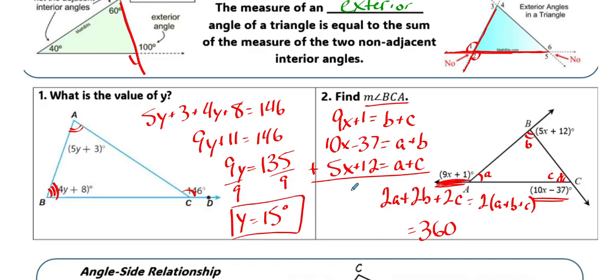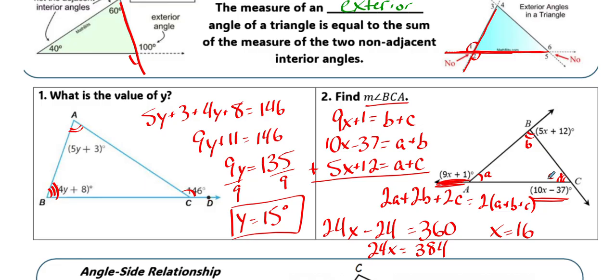Now I can add on the left side. I'm just going to combine like terms. Get 24x minus 24 equals a total of 360. All right, I'm going to add the 24 to the other side. Get 24x equals 384. And then we'll divide by 24 on both sides, and I think that's 16. So that's the value of x.